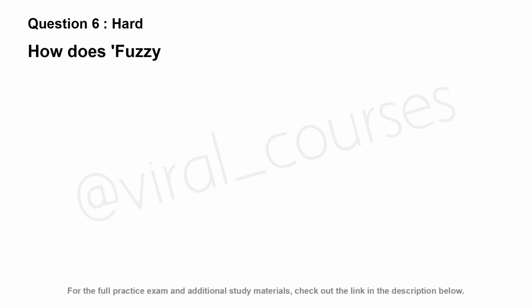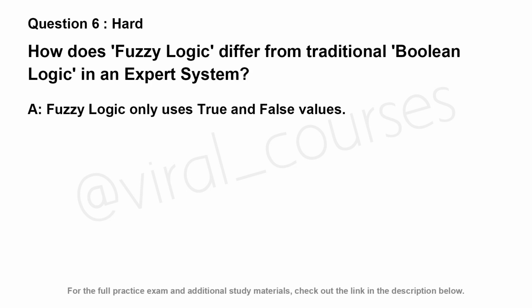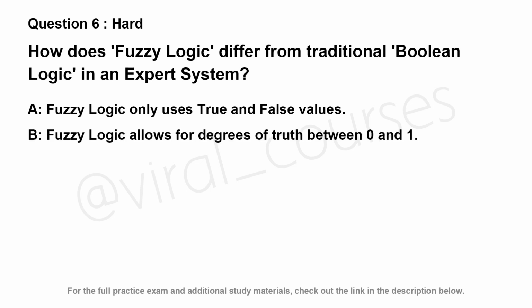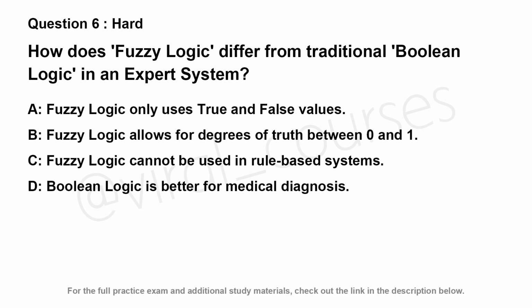How does fuzzy logic differ from traditional Boolean logic in an expert system? Option A. Fuzzy logic only uses true and false values. Option B. Fuzzy logic allows for degrees of truth between 0 and 1. Option C. Fuzzy logic cannot be used in rule-based systems. Option D. Boolean logic is better for medical diagnosis.